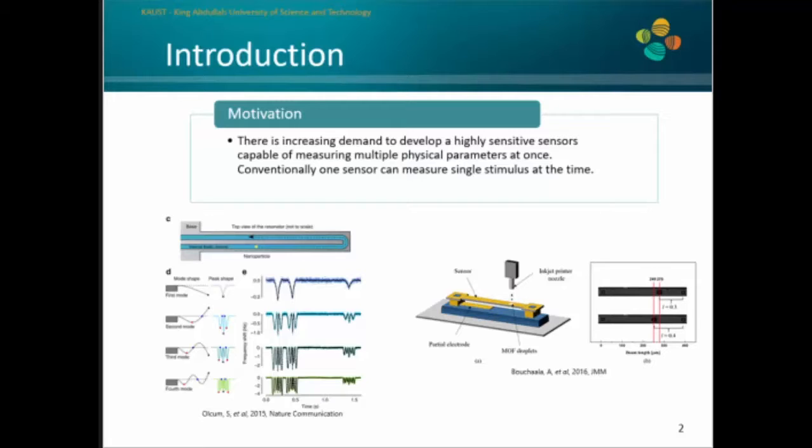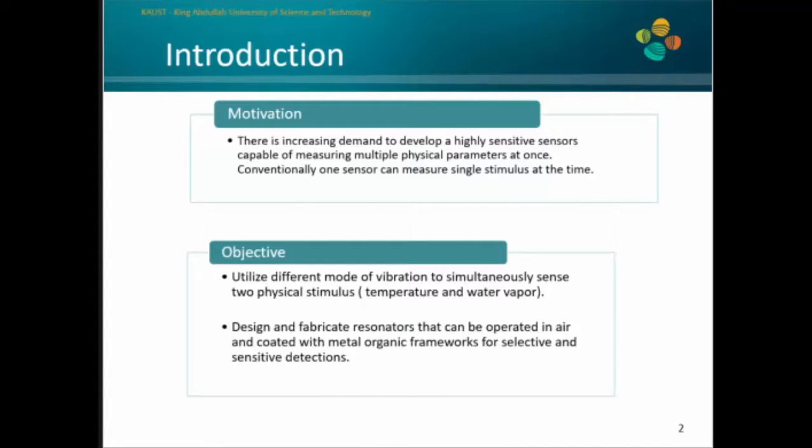Okay, now, the trend in the literature of using two physical sensors to detect each one of these parameters will increase the device size, put more demand on the power consumption, and increase the fabrication cost of these devices. In this work, I'm trying to use a clamped microbeam resonator. This resonator is functionalized with metal organic frameworks, which is a selective material towards water vapor. And this resonator has to be operated in air for practical application. And we will use the first two modes of vibration to sense these two physical parameters.